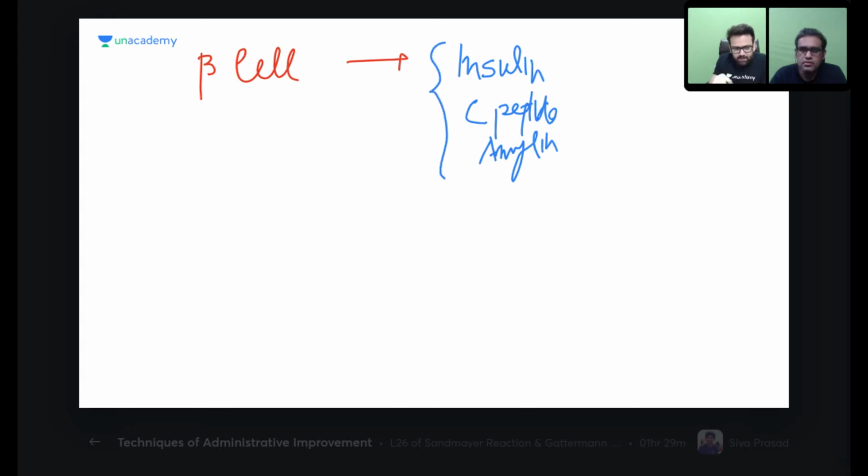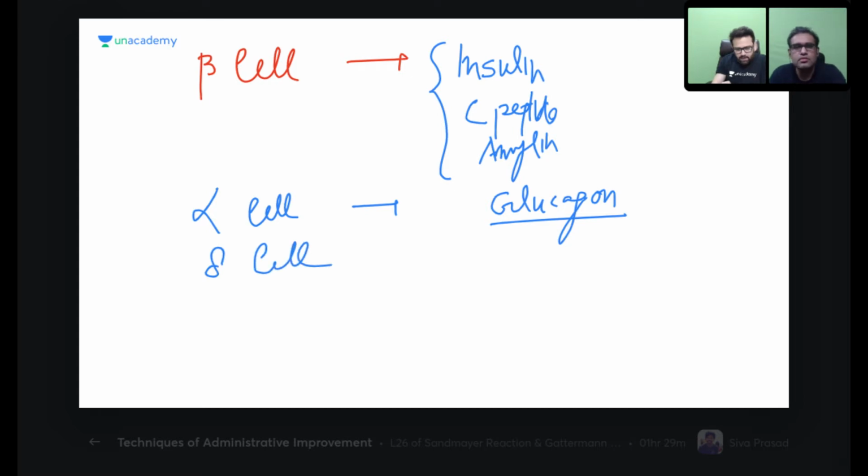So insulin, C-peptide, and amylin are the three hormones. I will come to them in detail. And alpha cells, everyone knows, it is all about glucagon. Delta cells secrete somatostatin, the universal inhibitory hormone.